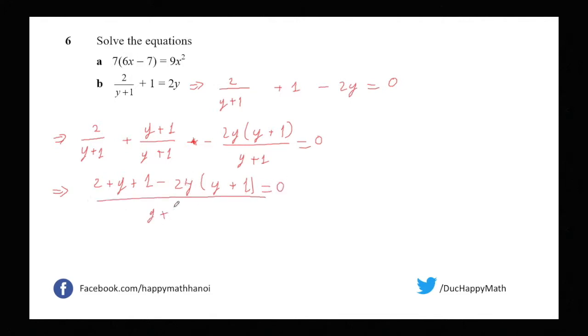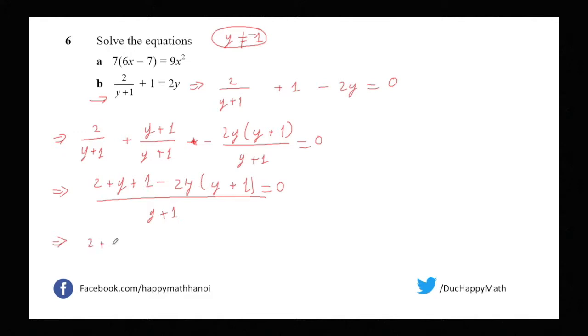equal to 0 over y plus 1. The y plus 1 in the denominator reminds you about the domain of this function. The denominator cannot be equal to 0, so y has to be different from minus 1. So from this one I will skip the denominator, because the denominator cannot be 0. The rational expression equals 0 means the numerator has to be equal to 0.